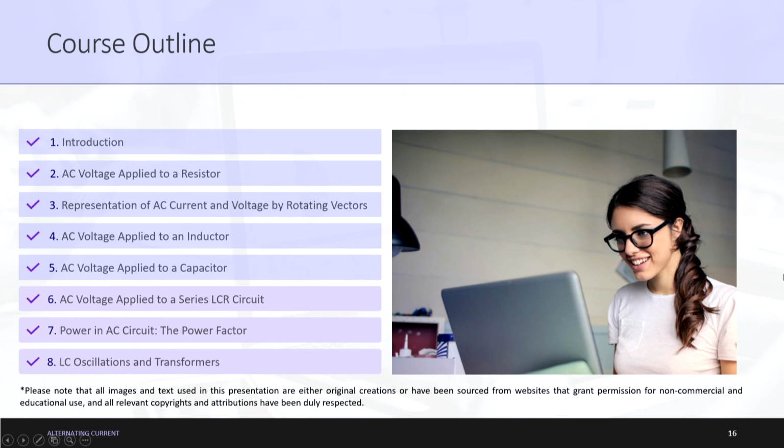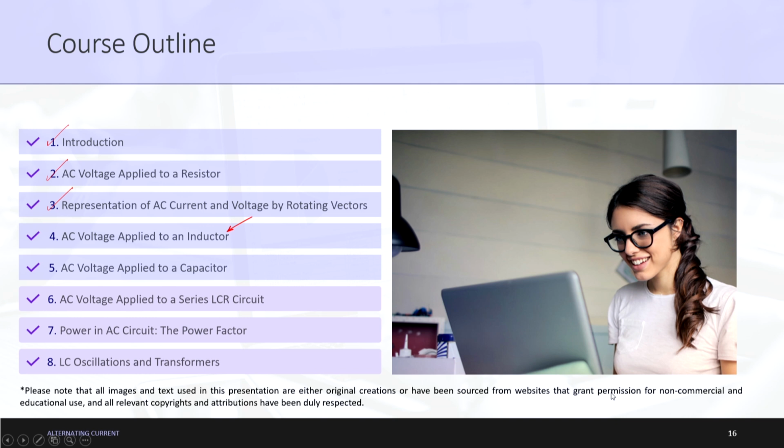So, a course outline for you. Currently we are on the fourth topic, that is the AC voltage applied to an inductor. The earlier topics are already done. We have understood the introduction, as in why AC sources are required in front of DC sources, what the basic voltage and current scenario is when AC voltage is applied to a resistor, and the use of phasor diagrams. Now we will apply phasor diagrams to the case of AC voltage applied to an inductor, and then to a capacitor and a series LCR circuit.